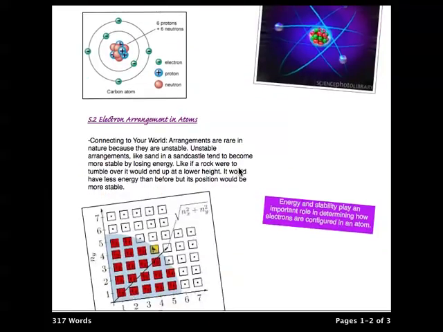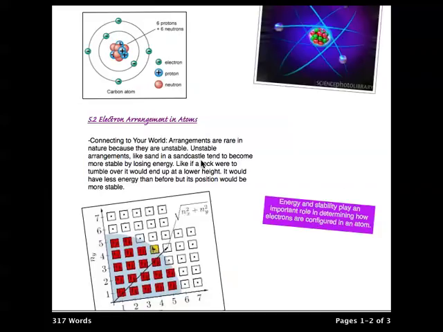And then we go on to section 2, which is the electron arrangement inside the atoms. And when connecting this to our world, the arrangements are rare in nature because they are unstable, which is right because nature is always changing. Unstable arrangements like sand in a sandcastle tend to become more stable by losing energy. Like if a rock were to tumble over, it would end up at a lower height. It would have less energy than before, but its position would be more stable, which makes sense when picturing a rock falling down a hill, because it would be more stable at the bottom of the hill.